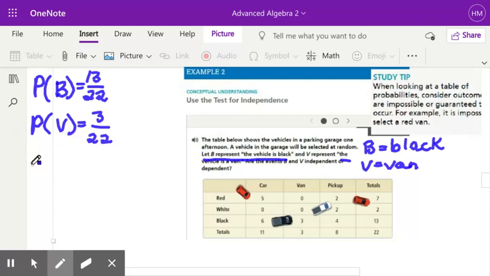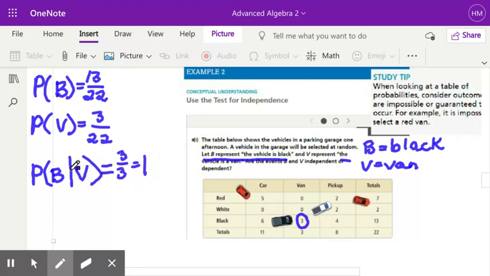So first of all, let's find this probability: the probability that it's black given that it's a van. So what we're saying is, we're only going to look at the vans. What's the probability that it's black? Only look at the vans. Probability that it's black: 3 out of 3, so 1. So it's definitely going to be black.